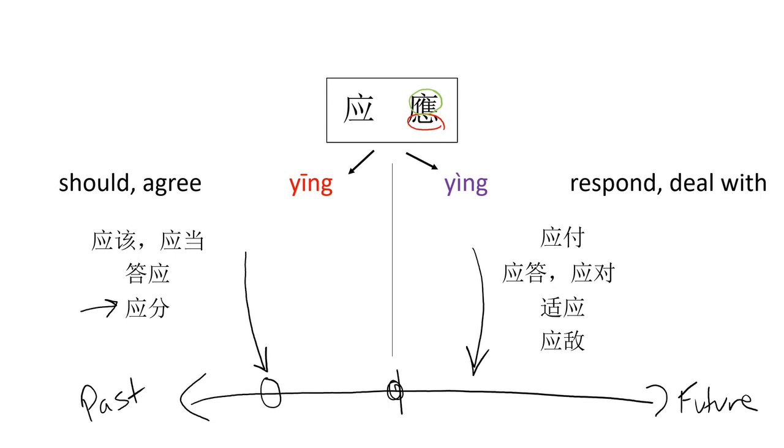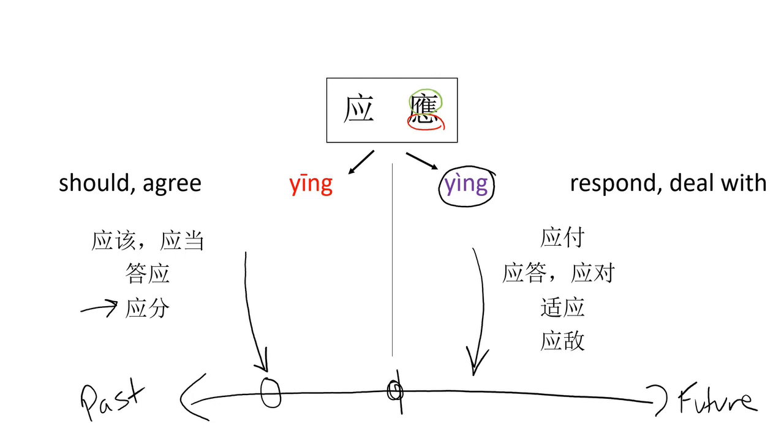Coupled with the technique that I mentioned in one of my other videos talking about how to make a connection between the tone and the meaning. So, for example, in this case of the fourth tone, ying, we think of that downward, that decisive motion, and we can think that this is a response. Okay, we're dealing with something. You can think of the finality of something that's happening in the future as opposed to the past.